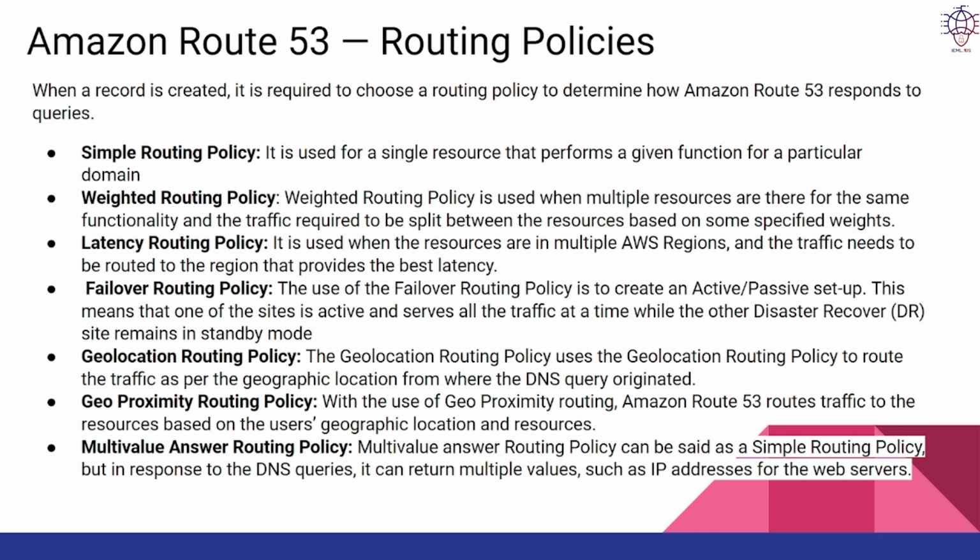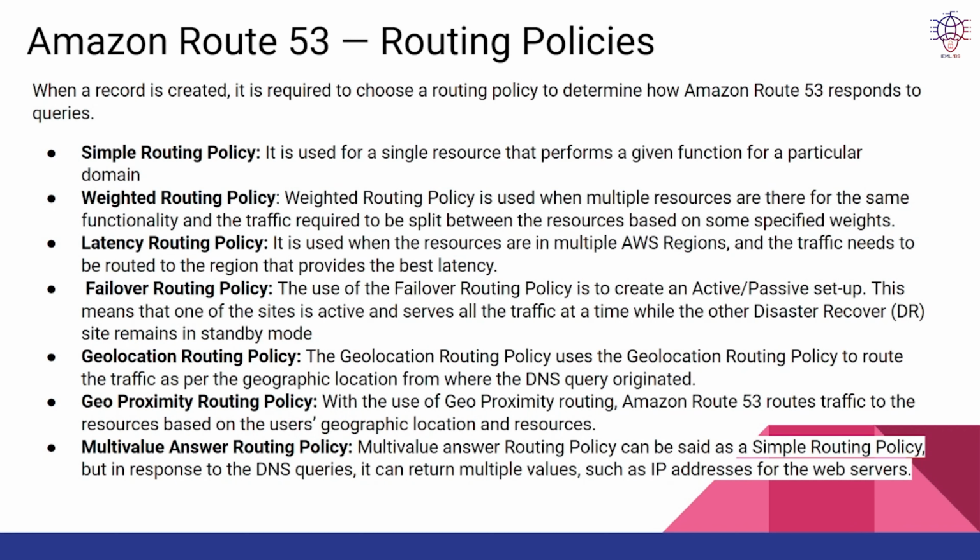Next is the latency routing policy. It is used when the resources are in multiple AWS regions and the traffic needs to be routed to the region that provides the best latency. Next is the failover routing policy. It is used to create an active-passive setup. This means that one of the sites is active and serves all the traffic at a time, while the other disaster recovery site remains in standby mode.